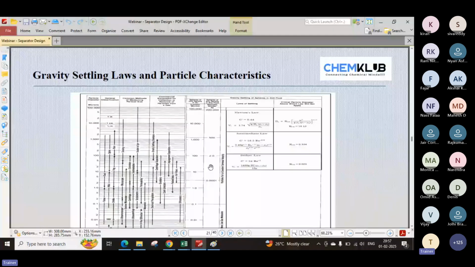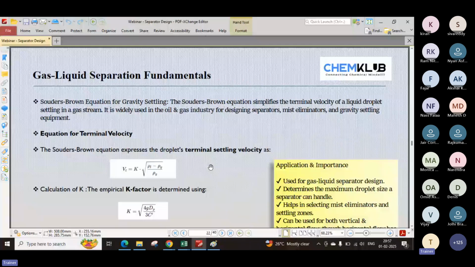So what we've seen is the GPSA method, whether we have to use Newton's formula or an intermediate range or Stokes law. This is one method. Another method that is used is called the Souders-Brown equations, or generally the K method, which is nothing but the simplified form of the earlier equation, where K is the terminal or empirical factor we use for the separator sizing.